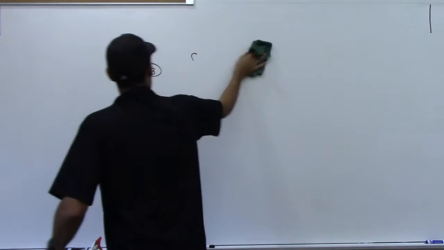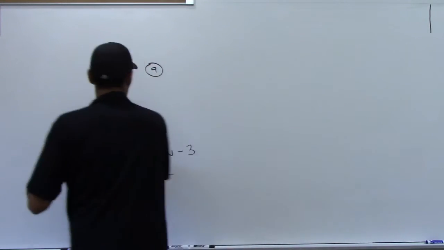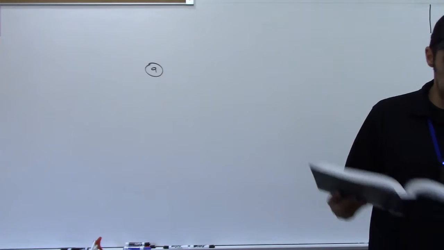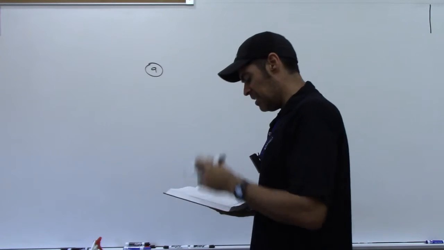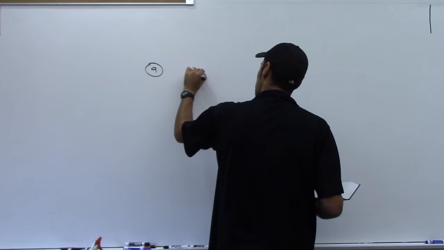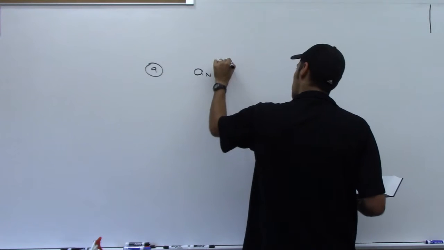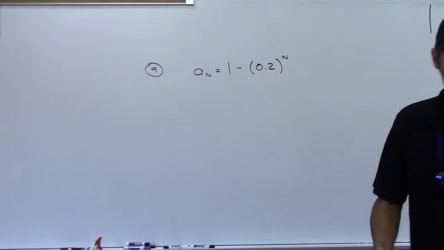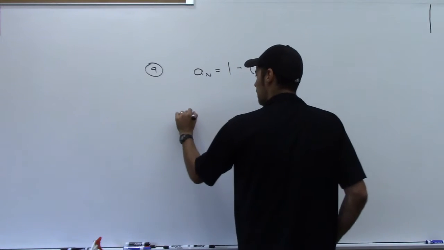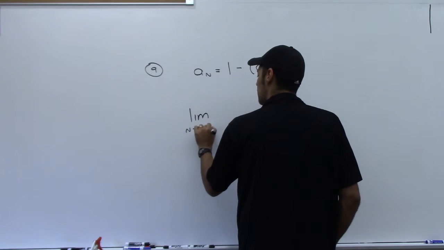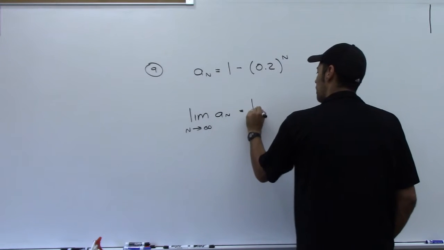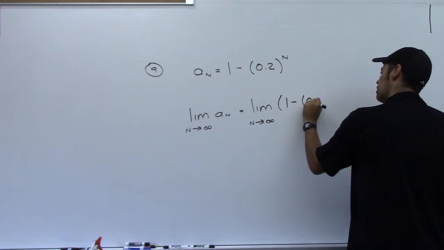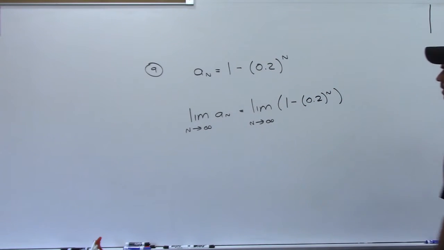All right, number 9. For these, we want to figure out if these sequences converge or diverge. And if they converge, we're supposed to find out what they converge to. So in this, when they say converge, what I'm doing is taking the limit as n goes to infinity of a sub n. So for this problem, it's the limit as n goes to infinity of 1 minus 0.2 to the n. And now just let n go to infinity.